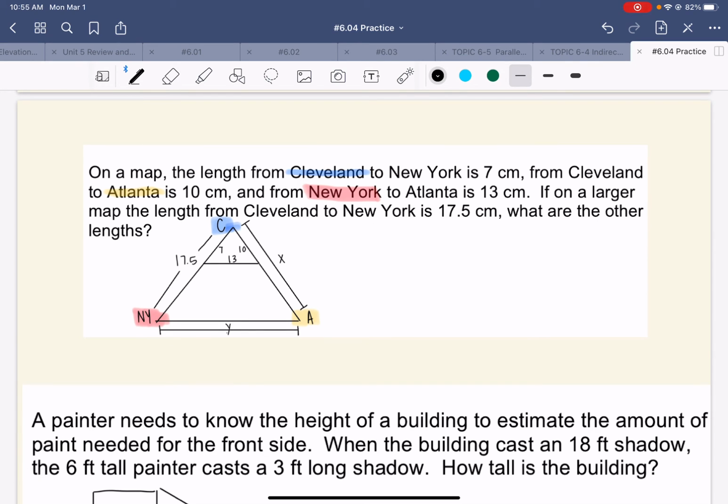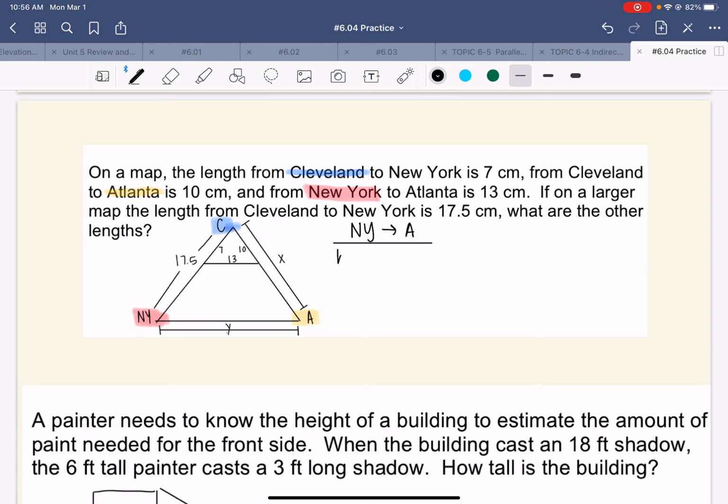On the map, the length of Cleveland to New York is 7 centimeters. From Cleveland to Atlanta, it's 10 centimeters. And from New York to Atlanta, it's 13 centimeters. If on a larger map, the length of Cleveland to New York is 17.5, what are the other lengths? So I am going to have to create 2 different proportions because I have a missing X and a missing Y.